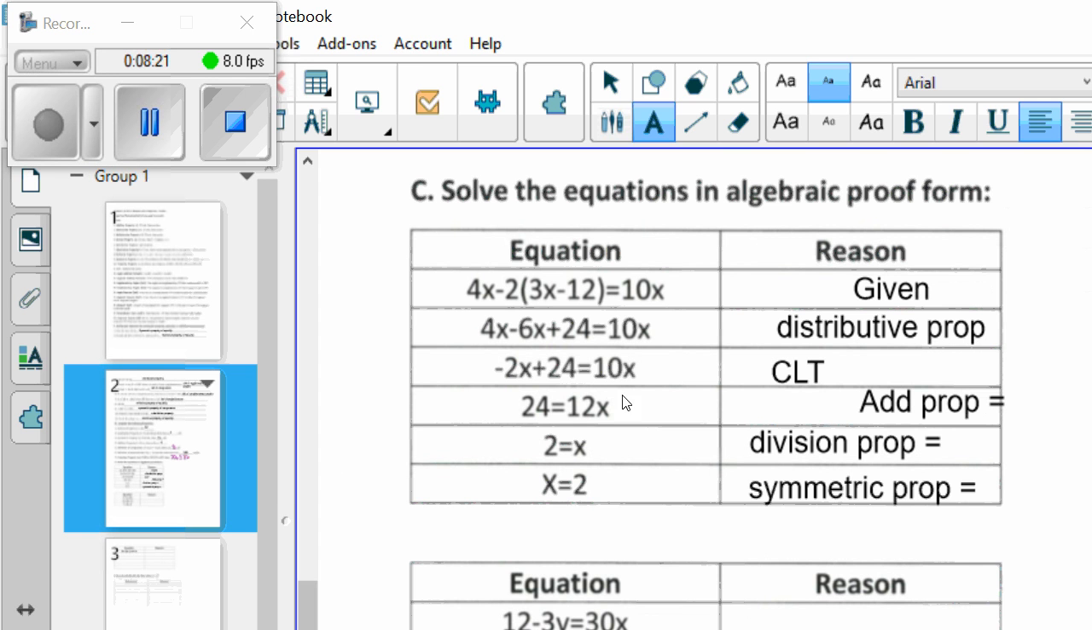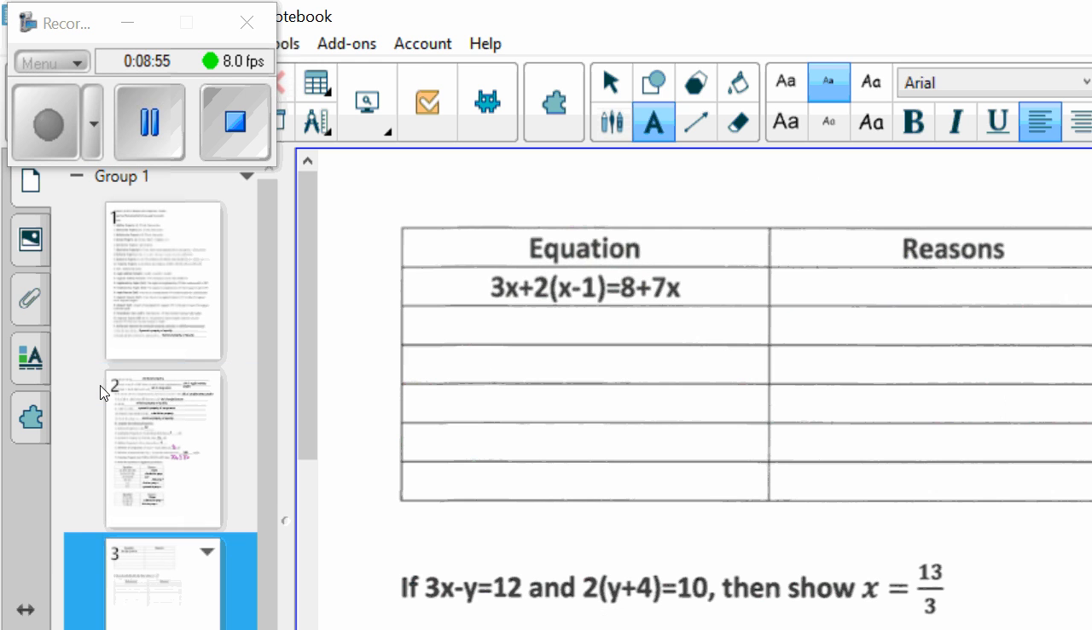So the first equation, my reason, always given, whatever they give to me. The next one, what did they do to the top equation to get this next equation? So they moved the 12 to the other side. They did that by subtracting. So this is the subtraction property of equality. And finally, they have y equals 10x plus 4. So what did they do to get rid of the negative 3? They divided. So this is the division property of equality again. All right, let's look at the last page.